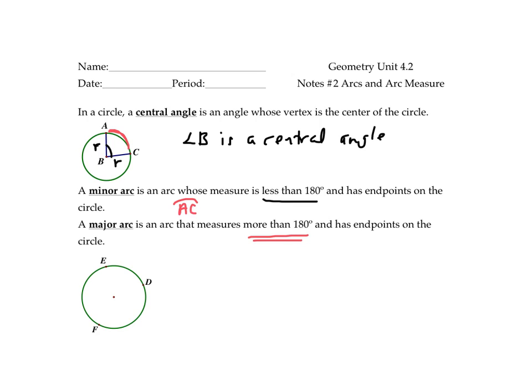But if we wanted to name a major arc in this picture, one possibility for us would be to go from point F to point E to point D. So a major arc, use three letters to name it, and we can go F, E, D. Or to name that same arc, we could call it D, E, F. The order of the letters is important because it tells you which way to go around the circle.